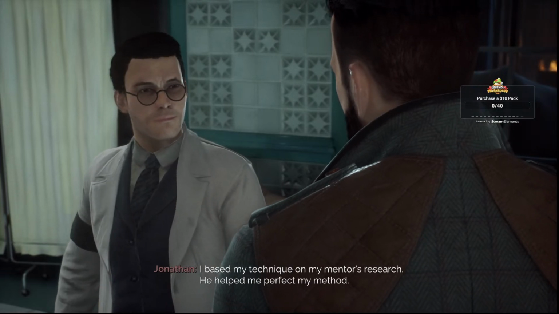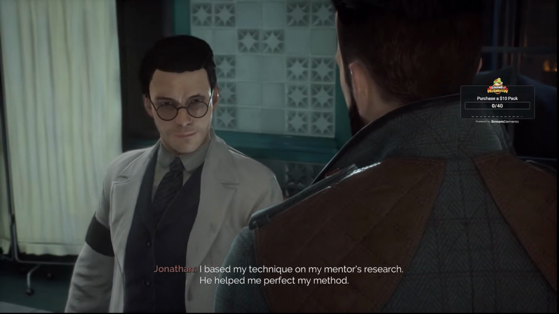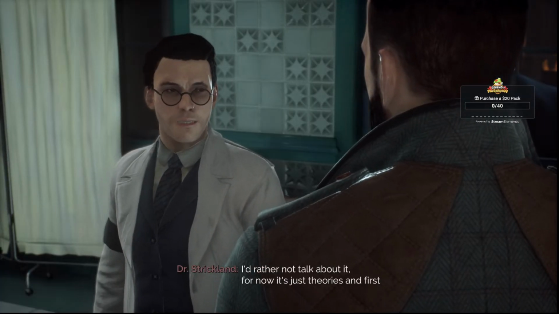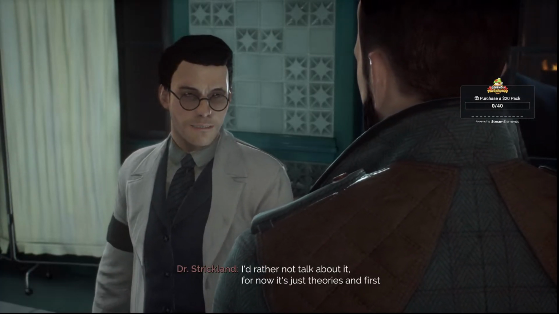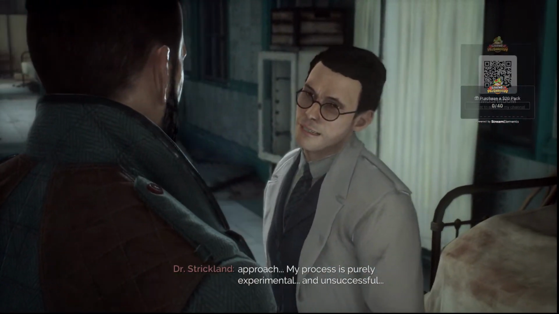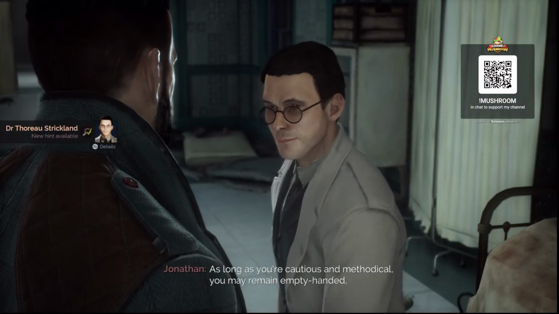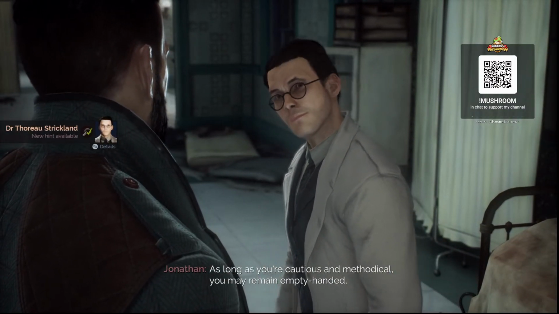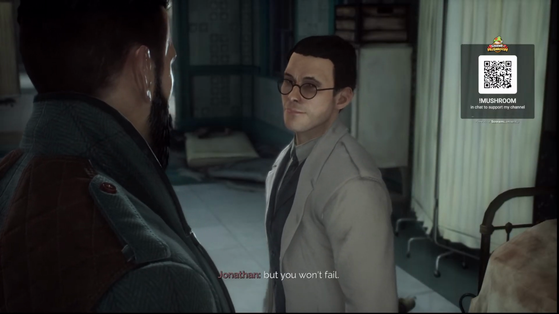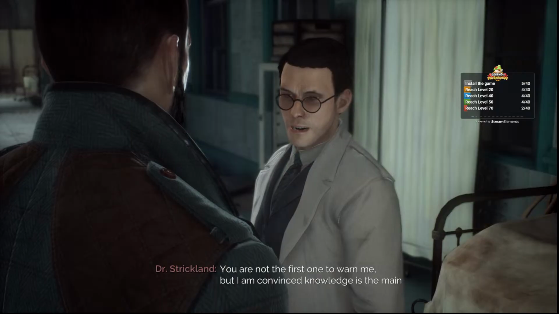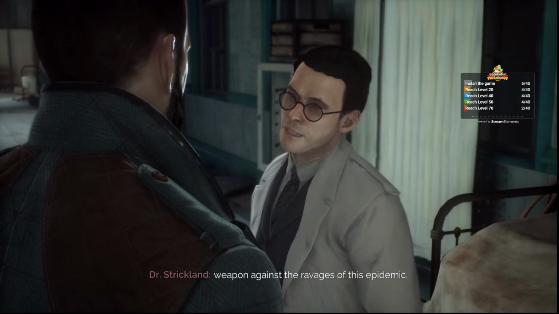I based my technique on my mentor's research. He helped me perfect my method. What is yours? I'd rather not talk about it. For now, it's just theories and first approach. My process is purely experimental and unsuccessful. As long as you're cautious and methodical, you may remain empty-handed, but you won't fail. You're not the first one to warn me, but I am convinced knowledge is the main weapon against the ravages of this epidemic.